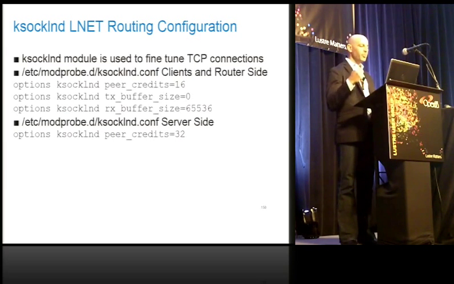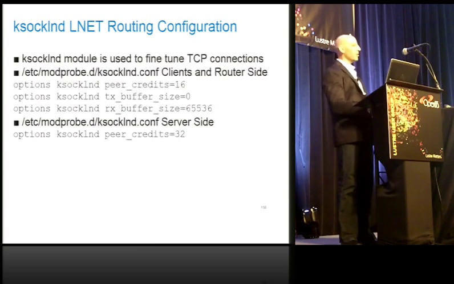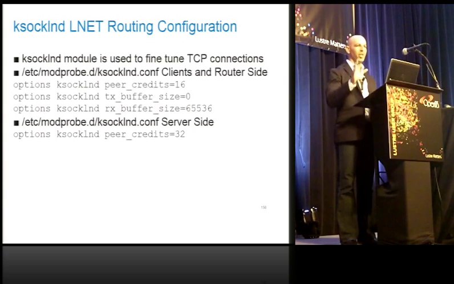On the routed and non-routed side, I also provided a module ksocklnd.conf file. So even though on the InfiniBand side we're using IB clients and we're not going to pick up the ksocklnd options, I included it anyway just based on my initial test of consistency across all configurations. And then on the Ethernet side and on the router side, I also provided this functionality.